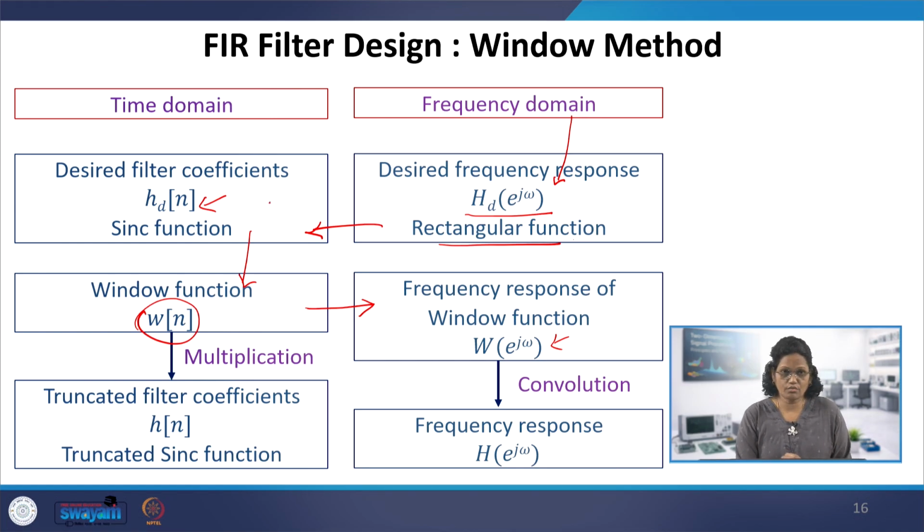So having infinite coefficients for the filter is not possible practically, so we need to truncate it. What is a multiplication in the time domain is nothing but a convolution in the frequency domain.